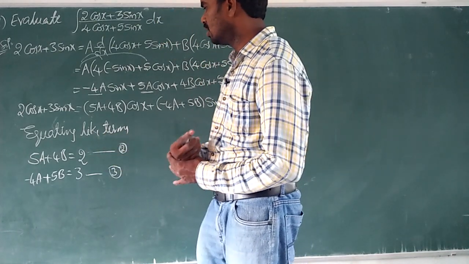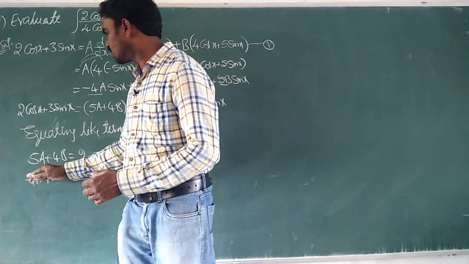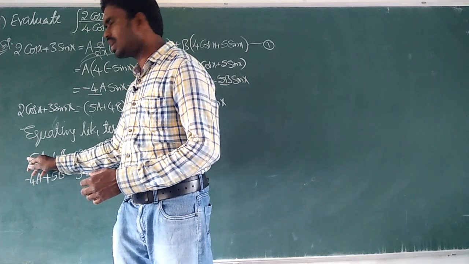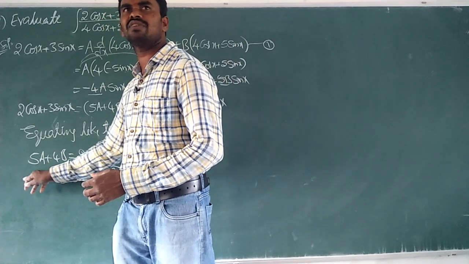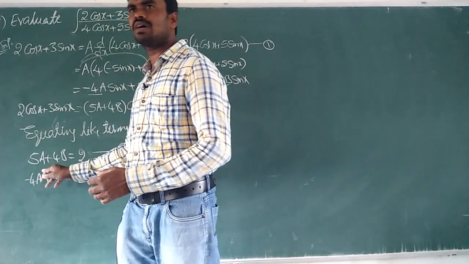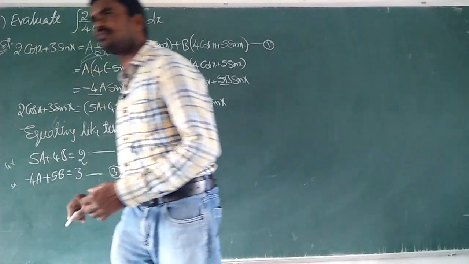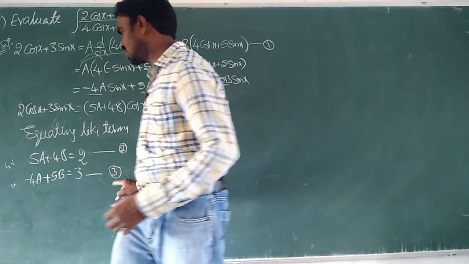How can we solve? If I want the b value, a should vanish. So here the a coefficient is 5, and here the a coefficient is 4. If this is multiplied by 4, we get 4 fives are 20. If this is multiplied by 5, 5 fours are 20. Same terms we have here. So multiply this one by 4 and this one by 5.